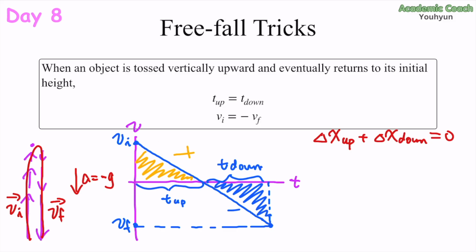That proves that t up is equal to t down. So the two bases of the right triangle are congruent, and that also means that their height is the same. Since VF represents a negative value, the height should be negative VF. That's why V initial is equal to V final in magnitude. So again, when you toss an object upward and after it reaches max height and comes back to its initial height, t up is equal to t down, and initial velocity and final velocity have the same magnitude but opposite direction.